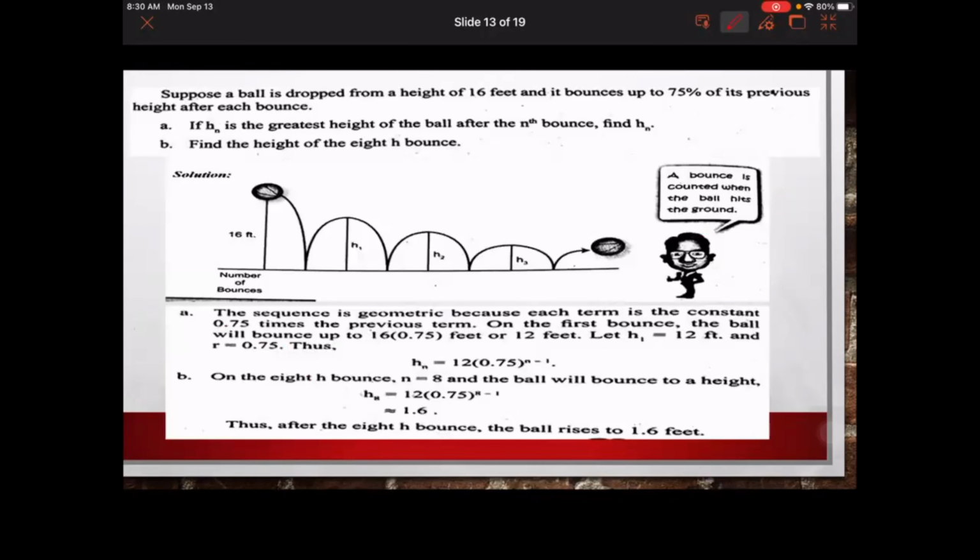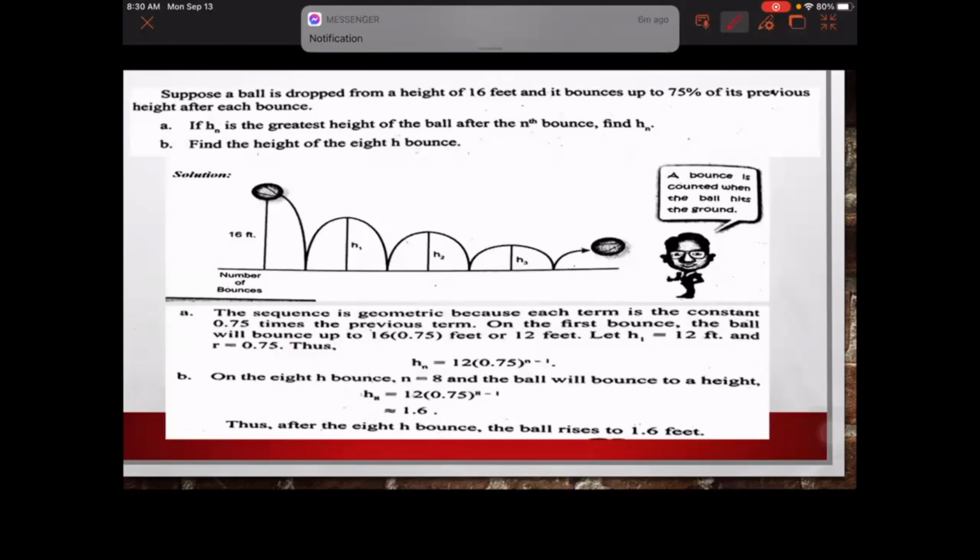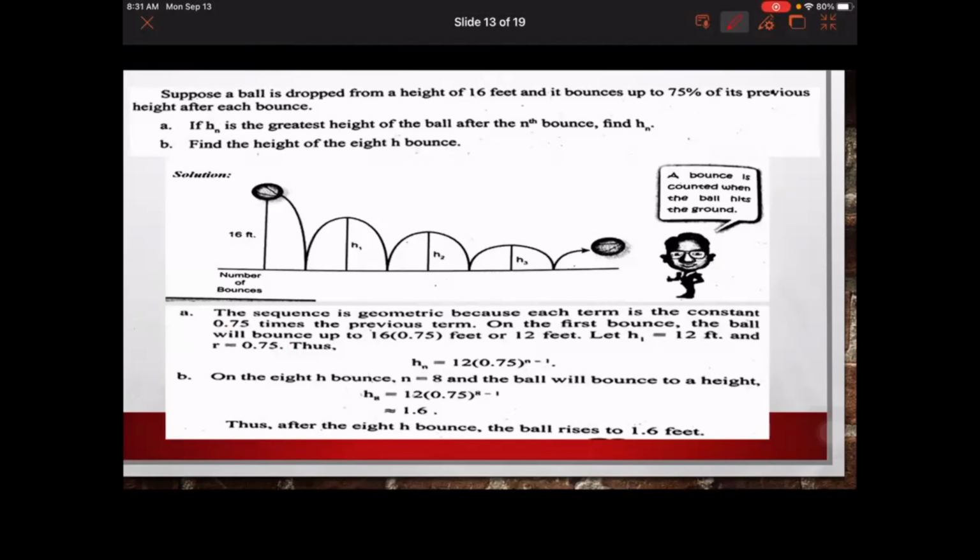So, let's have another. So, we have here, suppose the ball is dropped from a height of 16 feet and it bounces up to 75% of its previous height after each bounce. Then, if h sub n is the greatest height of the ball after the nth bounce, find the h sub n. Then, find the height of the 8th bounce. So, we have here the solution.